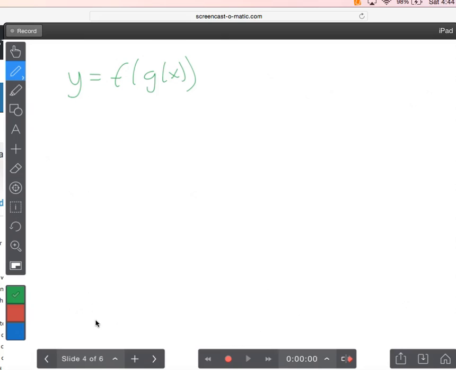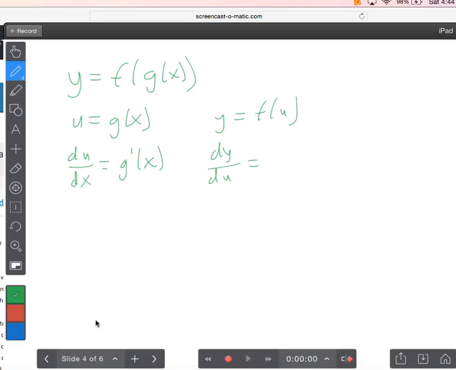Let's call it y equals f composed of g of x. And what we did was we first identified what the inner function was, and we said in this case, u equals g of x. And this allowed us to rewrite the outer function as y equals f of u. We then proceeded to calculate the derivative of the inner function, which here I'll represent with du dx, or g prime of x. And then we also derive the outer function, which again in this case I'll call dy du, or f prime of u.